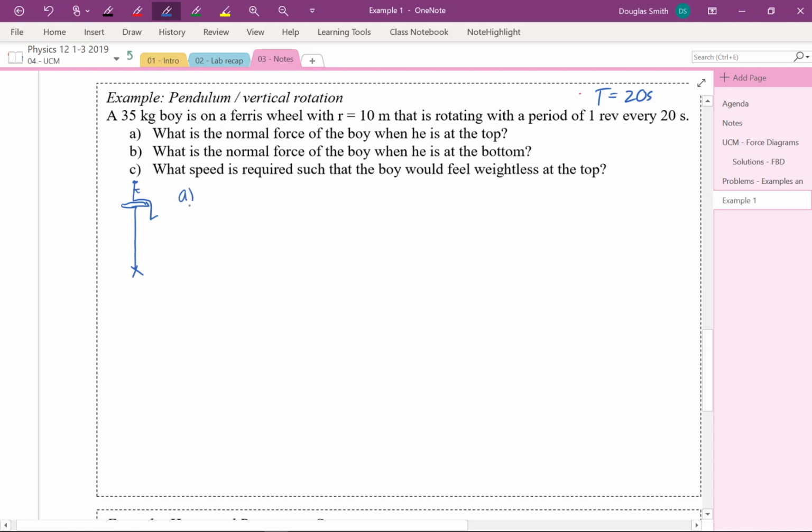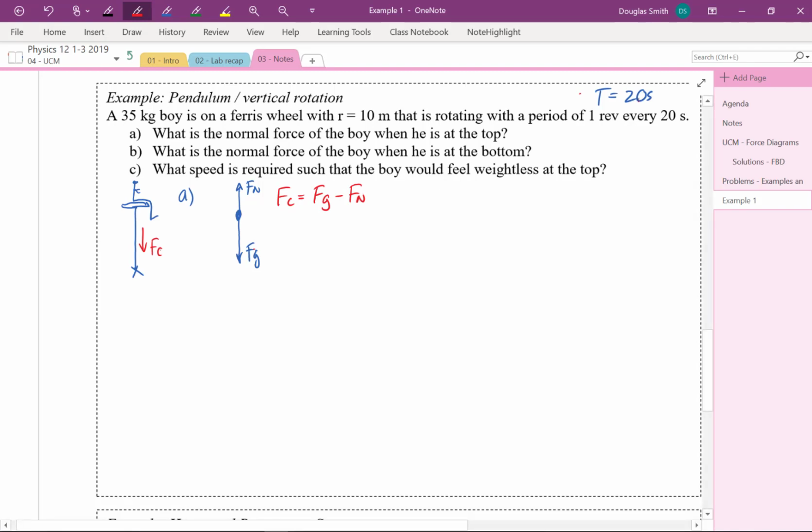So when he's at the top, Fn is upwards and Fg is down. And also we know when he's at the top there must be an Fc pointing down. The net force has to be pointing down. That means Fg has to be bigger than Fn. So Fc is equal to Fg minus Fn. So that's the physics part of this. That's super important.